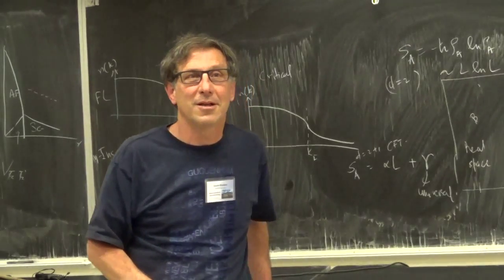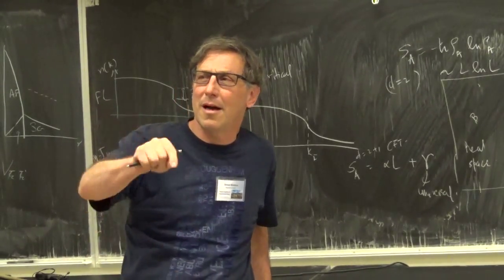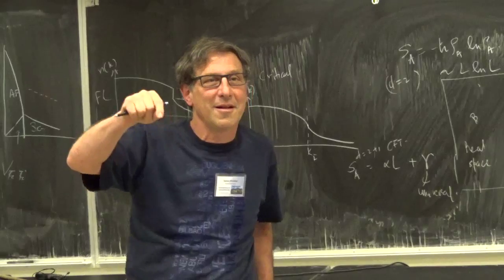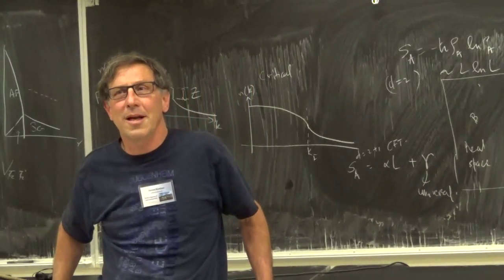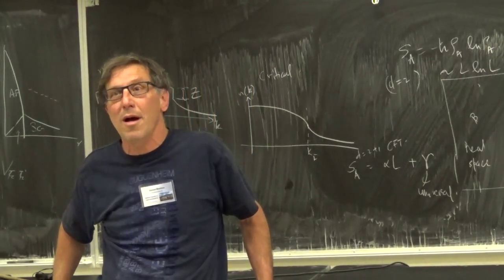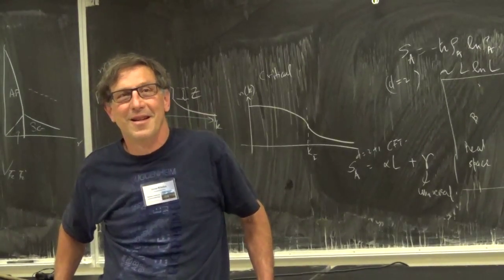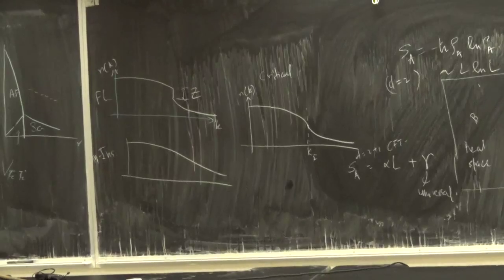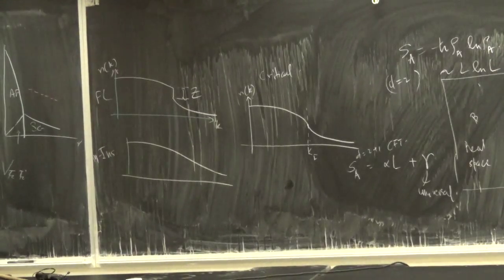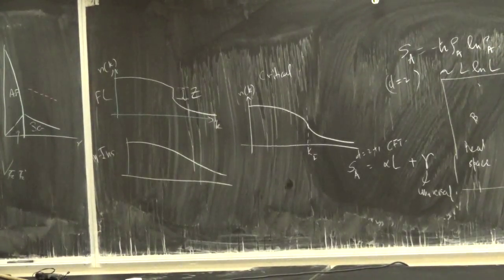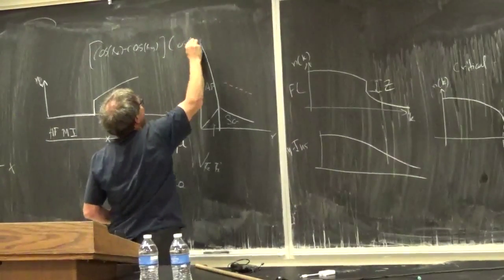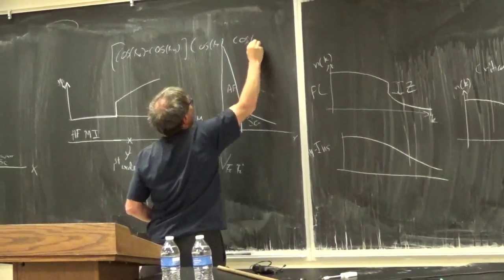G-wave? I think so. Is there such a thing as g-wave under the currents? Cosine kx minus cosine ky times cosine kx plus cosine ky, whatever that is. Cos squared kx minus cos squared ky. No, no. Cosine kx minus cosine ky times cosine kx cosine ky.